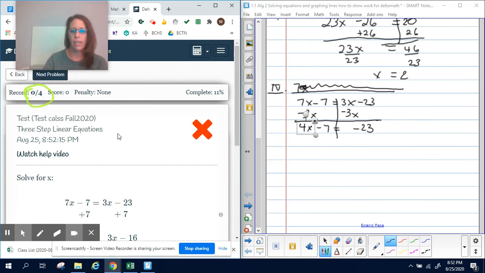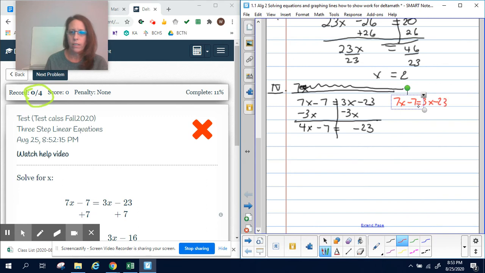So I'm going to say I missed this one over here and show an example. I'm going to put the correct way to work it, which I can copy down from the Deltamath site, which said add 7 both sides, and get this, and then subtract 3x's both sides. Okay, if I completely understand all of these steps that I'm writing right here, then you put the letters UN.